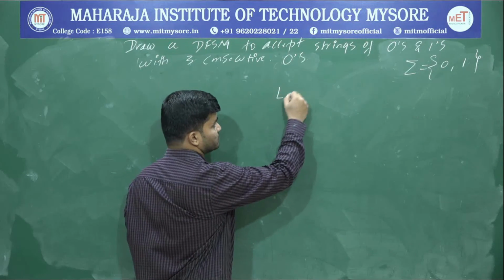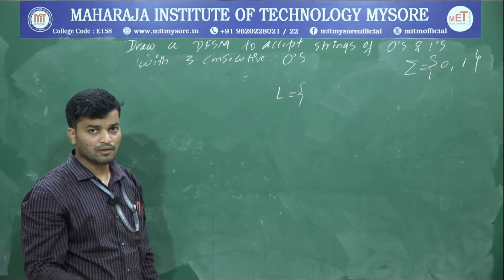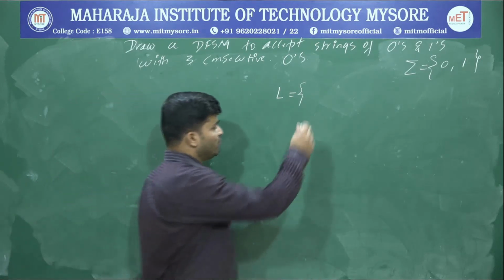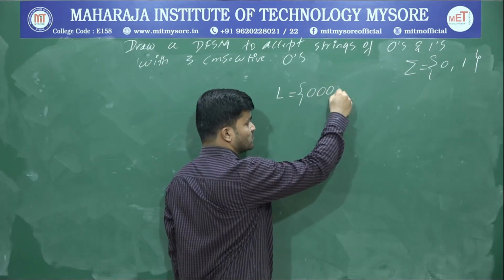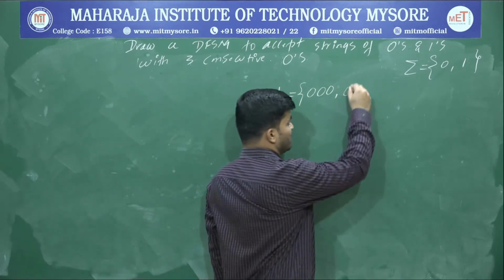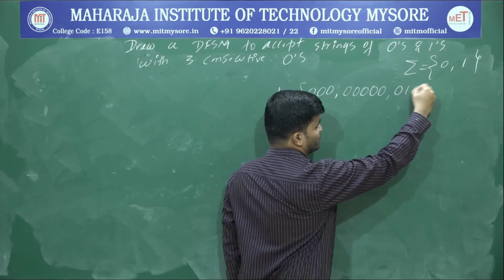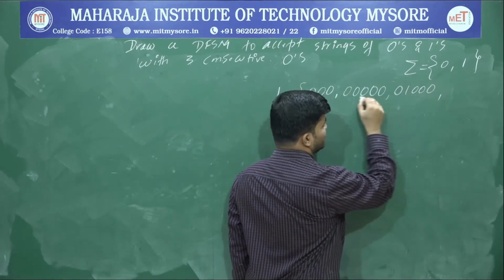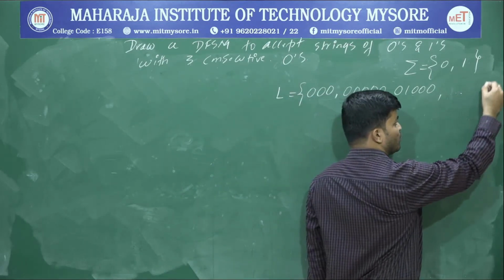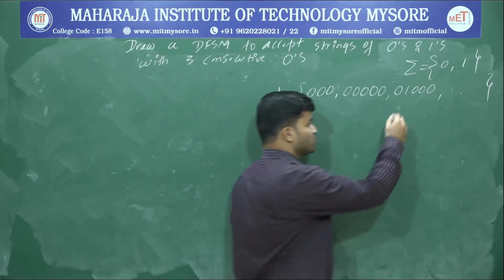After writing sigma, the next thing is to write the language. There should be at least 3 consecutive zeros in your language. In the worst case, I will get 3 zeros. I can write even 4 zeros, 5 zeros, or 01000. There should be at least 3 zeros in any position. So you can form N number of strings. Therefore, the type of the language is infinite language.